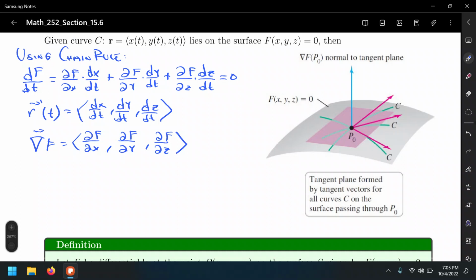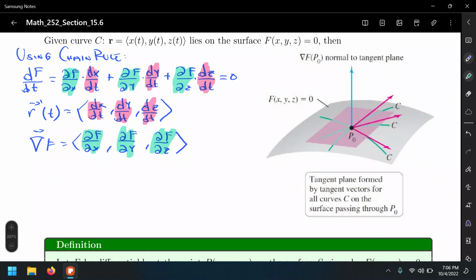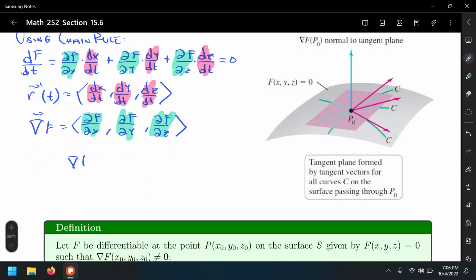Doesn't this look like a dot product? So, okay, let me highlight. Okay, so this is dx dt, dx dt, and dy dt, dy dt, and dz dt, dz dt. And at the same time, I'm looking at this df dt, the chain rule, in a backwards way in terms of the derivative of the parametric equation of the line and the gradient of the given function. In other words, if we do nabla f dotted with the derivative, that should be 0. And isn't it a condition for the dot product?